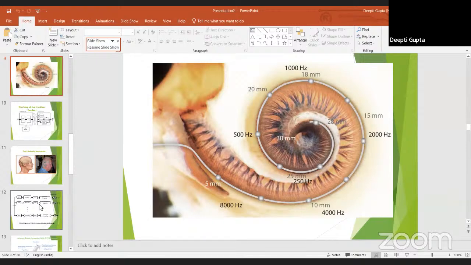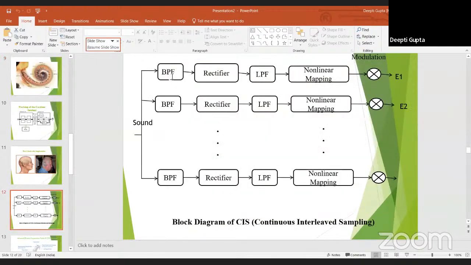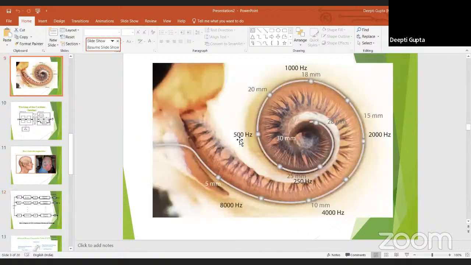So we are dividing the range from 250 to 8,000 hertz into, as I have told you, a maximum of 12 electrodes possible. So we are dividing it into 12 parts. We are doing the 12 partition. I can say from 250 to 500, 500 to 1,000, 1,000 to 2,000, 2,000 to 4,000, 4,000 to 8,000.